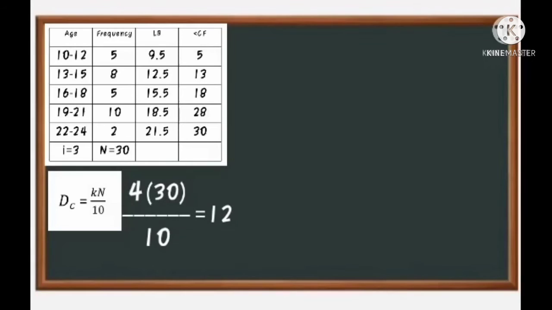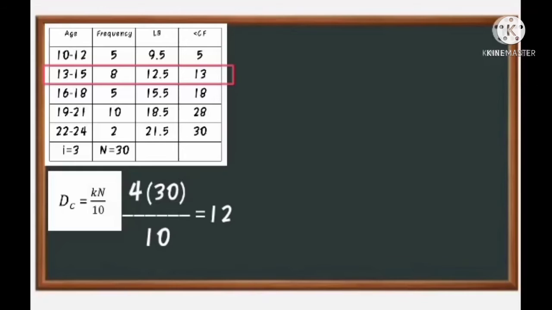We're going to find 12 in the less than cumulative frequency. The less than cumulative frequency must be greater than or equal to 12. So 12 is in between 5 and 13. We're going to choose 13 because it is greater than 12. Our decile 4 class is in the second class.